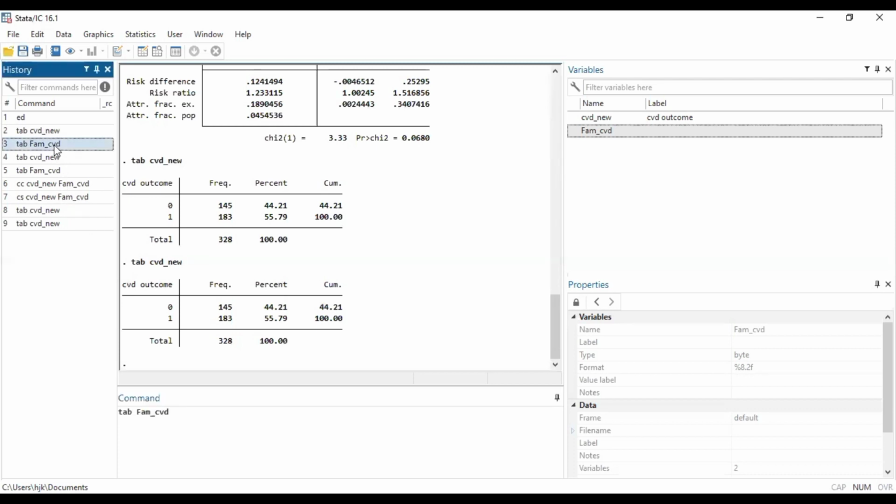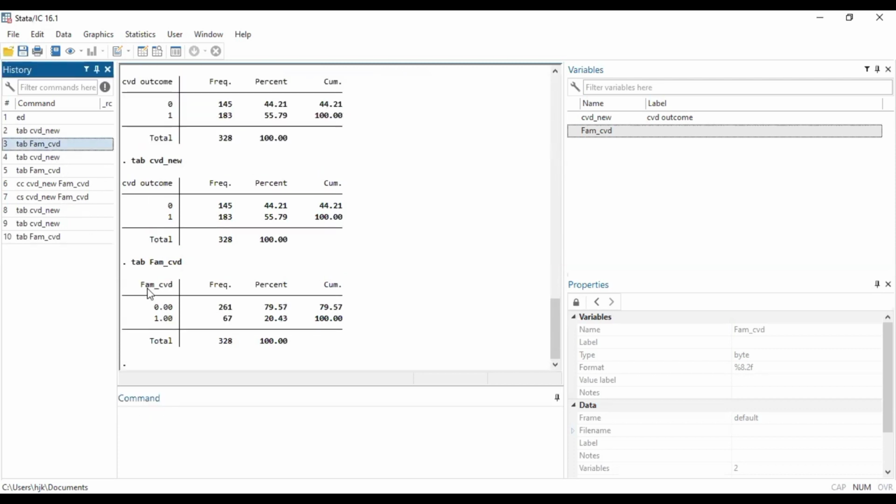Now, our exposure variable, 1 is exposed and then 0 is unexposed. That's family history of CVD. So those who have family history are exposed and those that don't have are unexposed.